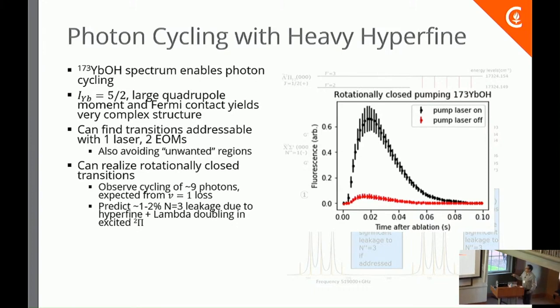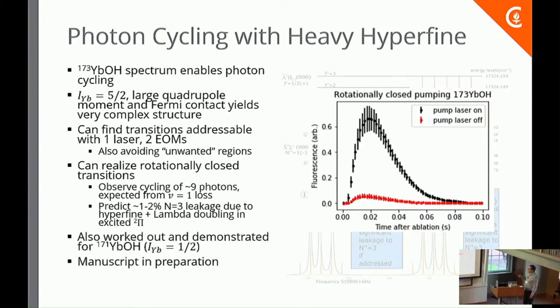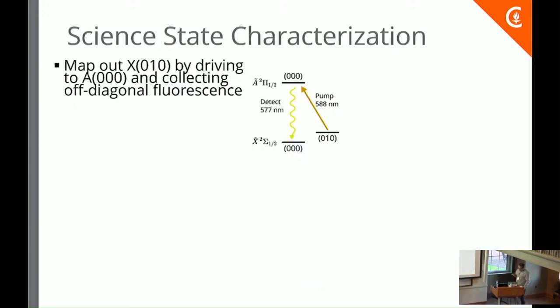We predict that there's a percent-ish scale leakage due to n equals down to n equals 3 in the ground state, due to some excited state hyperfine coupling weirdness. We haven't been able to see it because this is too small to observe without any vibrational repumping. But it's something to keep in mind. We also worked this out and showed it for 171 YbOH, and we're putting this together to share.